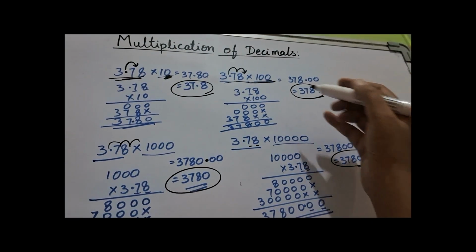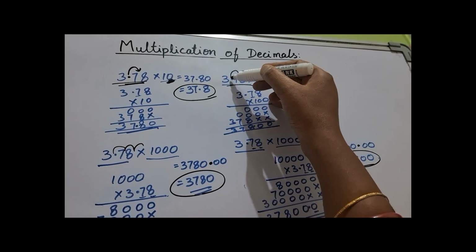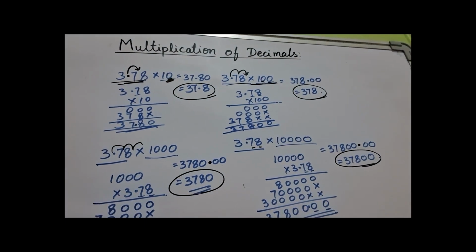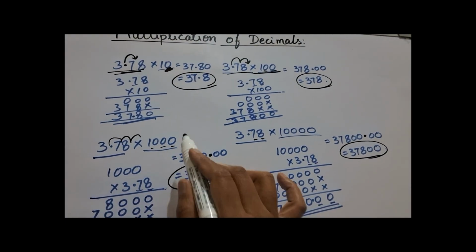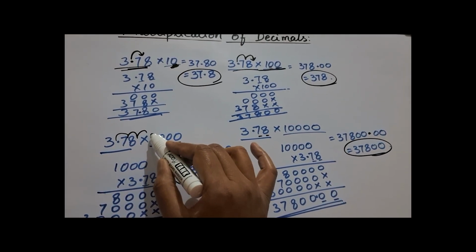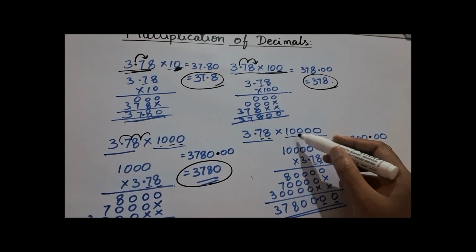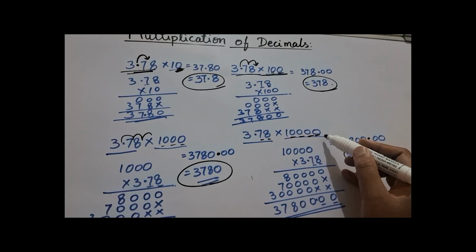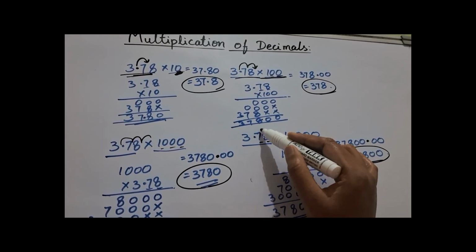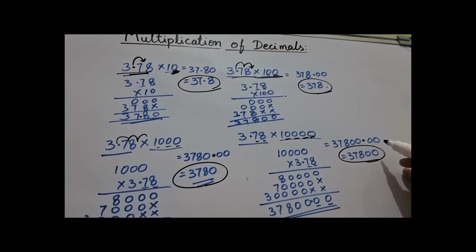Here also 100 is having 2 zeros, so the decimal point has moved 2 digits right side. Now 1000 is having 3 zeros, so the decimal point has moved 3 digits on the right side. Next, 10,000 is a multiplier. It is having 4 zeros, so the decimal point has moved 4 digits forward in the right side.